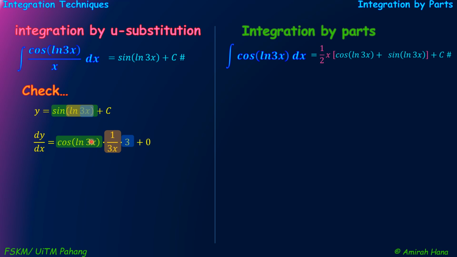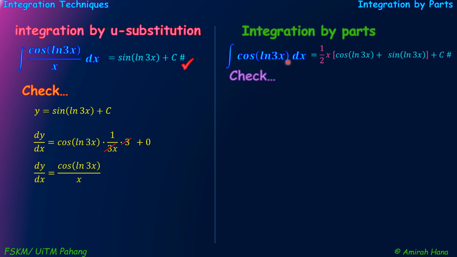So we need to differentiate using this technique. Alright, and after that, we have a plus sign here, and then we differentiate the constant, which equals 0. Then we can simplify 3 here and 3 in the denominator here. So we get dy over dx equals cos ln 3x over x. And when we compare with this function, it is equivalent. It means when we differentiate back the final answer here, we get back the function that we integrated. This means this is the correct answer.